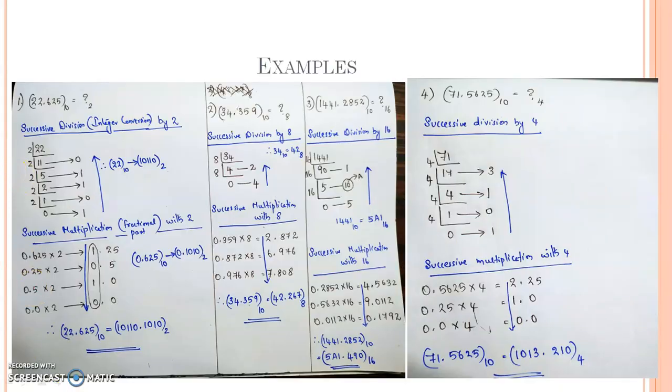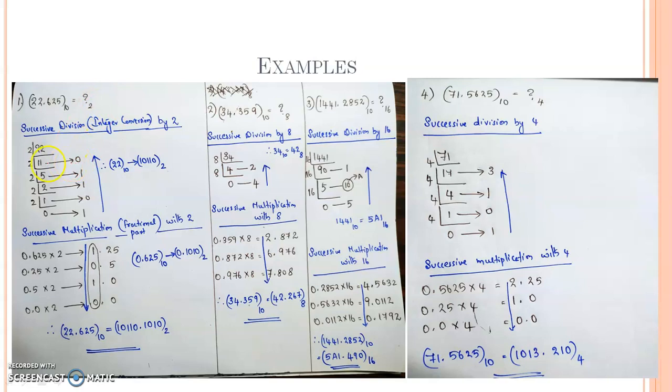First, how will you convert 22.625 to the base 10 into binary number system? Since you have to convert into binary number system, you have to perform successive division of 22 by 2. Let's see how you will do that. Successive division, also called factorization method, also called double table method. So 22 is divided by 2. You will get the quotient 11 with the remainder 0. So this becomes your LSB. This becomes the rightmost bit of your binary number.